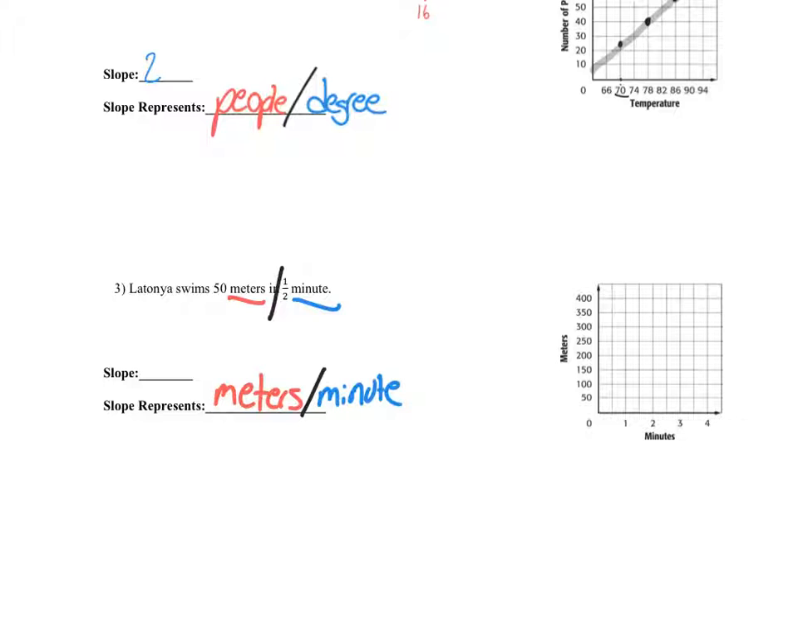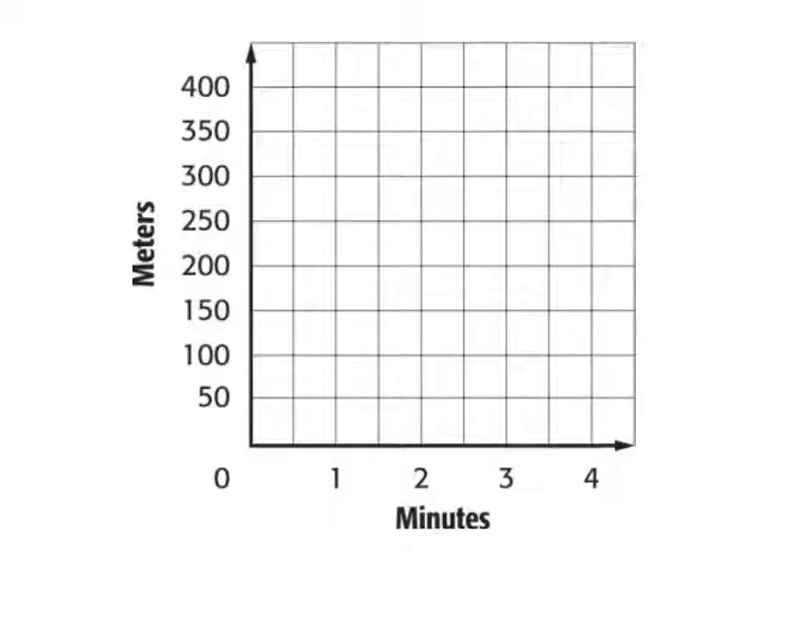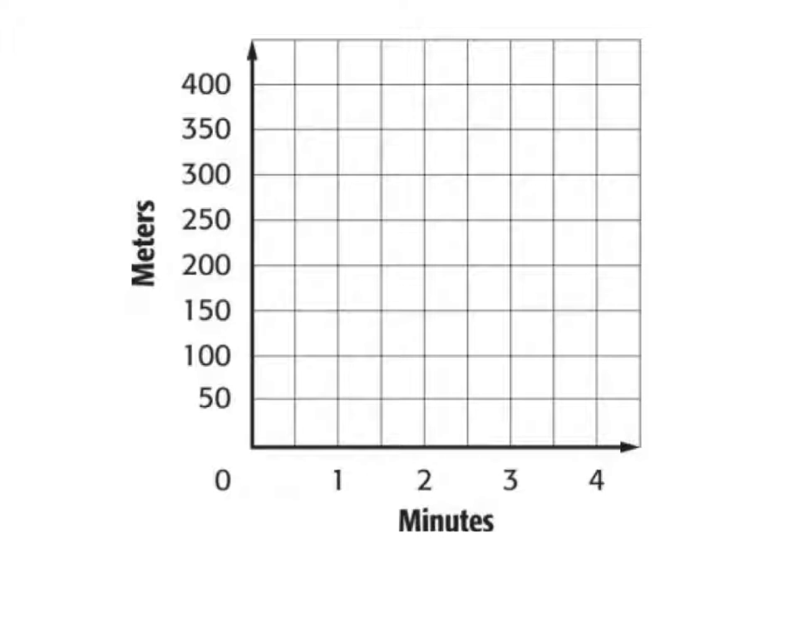So I'm going to go ahead and graph the 50 meters in half of a minute. So my boxes are counting by halves. So here at 1/2, here's my 50 meters. If I can go 50 meters in half of a minute, I can double both of those. So in a full minute, I would expect to go 100 meters per minute. This is going to be the easiest one to read.